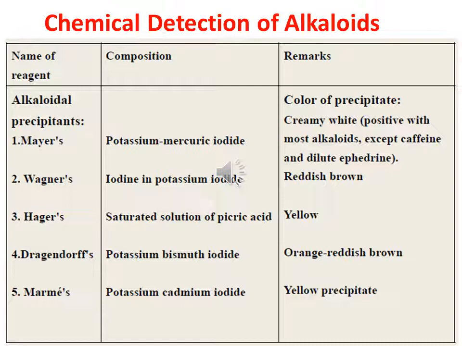Dragendorff's test is another very famous test used for the detection of alkaloids. In Dragendorff's test, potassium bismuth iodide is made to react with the suspected sample. If the sample contains any alkaloid, it gives an orange, reddish brown precipitate. Mann's chemical detection method is another method used for the detection of alkaloids. In this method, potassium cadmium iodide is made to react with the suspected sample. If the suspected sample contains an alkaloid, it gives a yellow precipitate.